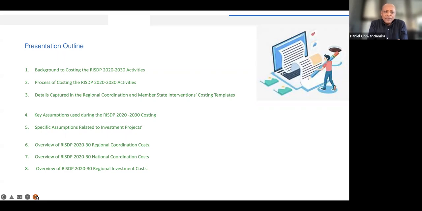So I'll give very, very briefly the background to the costing, and I'll also touch on the process of the costing, and I'll also give you an understanding of the key assumptions that have been used during the costing, and I'll also then finally touch on very, very briefly the costs of the regional coordination activities, the national coordination costs, and also the regional investment costs. I must point out that at this point in time, only the regional coordination costs is what has been finalized. The national coordination costs and the investment costs are still being worked on and finalized.